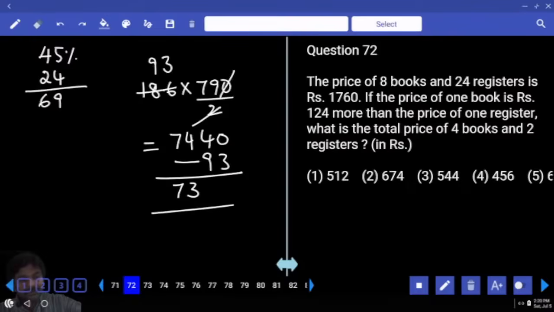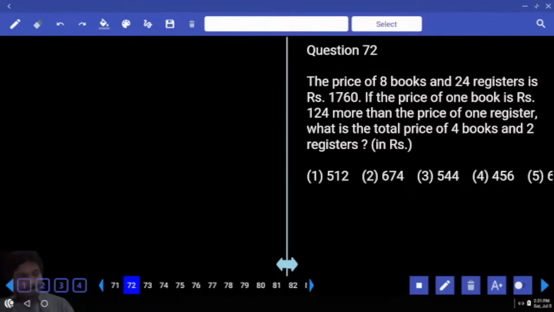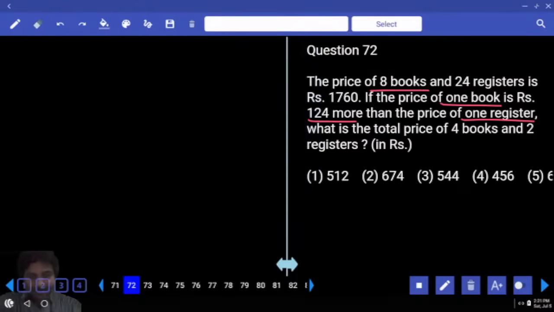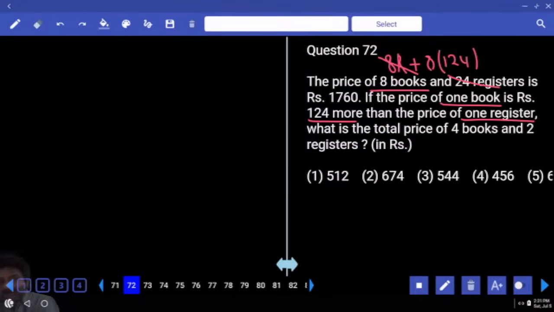Done. The price of 8 books and 24 registers is 1760. The price of 1 book is 124 more than the price of 1 register. What is the total price of 4 books and 2 registers? Okay. 1 book costs 124 rupees more than 1 register. So in place of these 8 books, I can write 8 registers plus 8 times 124. Can I do that? Come on. 8 registers, 24 registers.